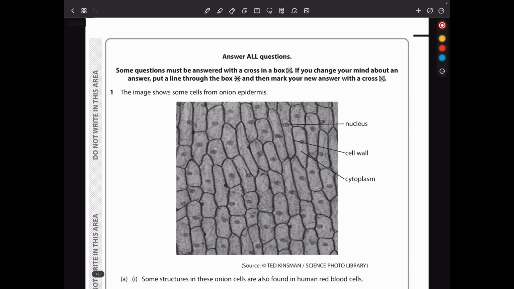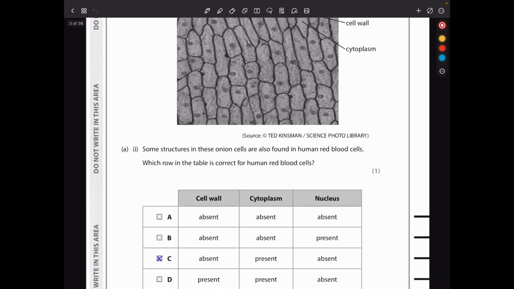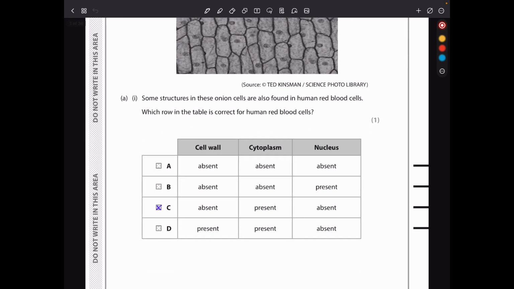In question 1, the image shows some cells from onion epidermis. So these are the cells. We can see there is a cytoplasm, we have cell walls and the nucleus. Then they say some structures in these onion cells are also found in human red blood cells. Which row in the table is correct for human red blood cells? Human red blood cells have no cell wall, they have a cytoplasm and there is no nucleus, so the answer is C.